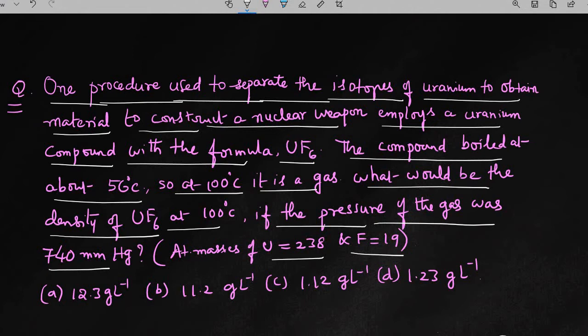Temperature 100 degrees will come to 373 Kelvin, and the pressure, this 740 millimeters, will be converted into atmospheres by dividing by 760. Then we will use the formula density equals mass by volume to get the answer. We will find the mass of 1 mole of gas, that is how many grams, divided by the volume from the gas equation.